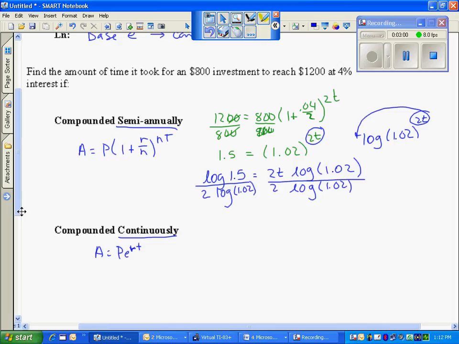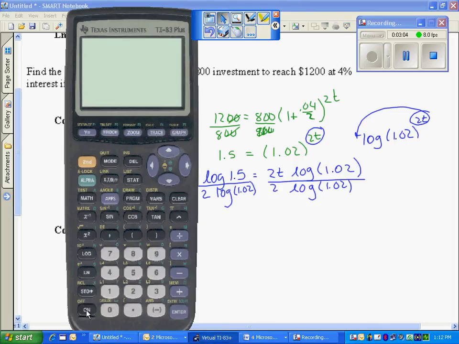So on the calculator, in order to solve, I'm going to take log of the 1.5. I'm going to divide that by 2 first, and then that result I'm going to divide by the log of 1.02, and I like to do that because of order of operations. Looks like it's going to take 10.25 years.